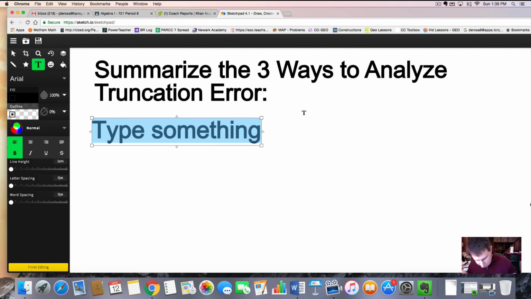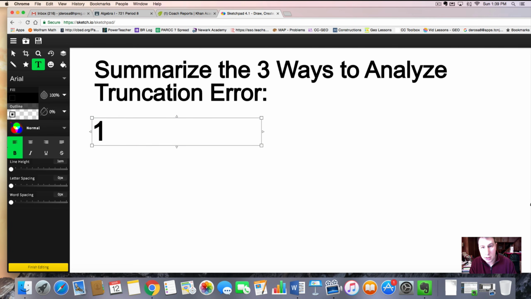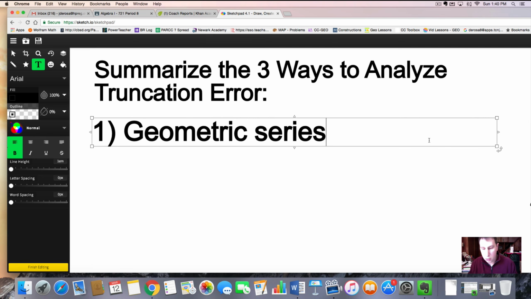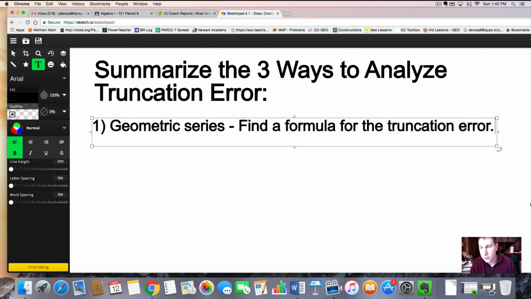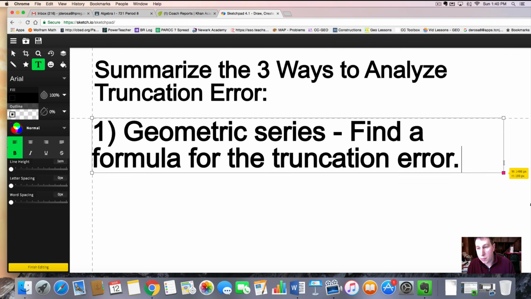Okay, at the bottom of the next page of your packet, I'm just going to recap for you the 3 ways to analyze truncation error. So far we've seen 3 different ways. You can have a geometric series. I would write this down into your notes. For that one, we can find a formula for the truncation error. You can stop the terms, let the terms continue, and the terms where you cut off, you can rewrite using another power series.